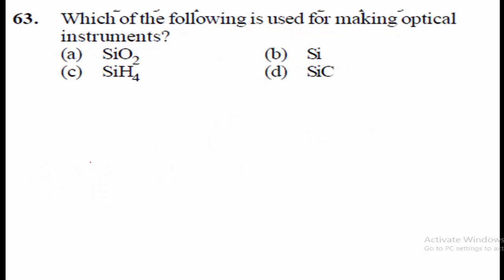63rd, which of the following is used for making optical instruments? Optical instruments can be made with the help of silicon dioxide, SiO2. Remember this, optical instruments are most often made up of SiO2, silicon dioxide.